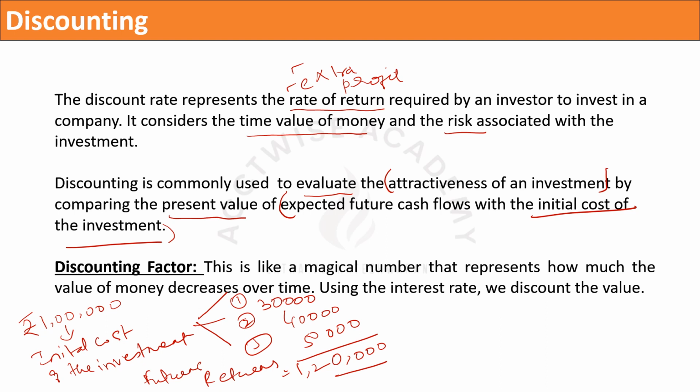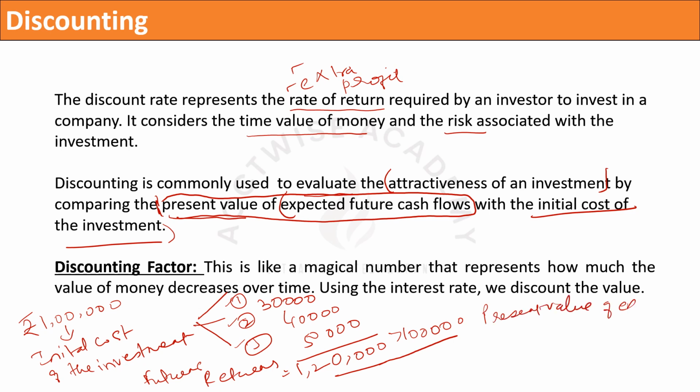On the face of it, the future returns are greater than 1 lakh, so it looks good to go ahead with the project. But is it the correct way to go? No. We know that money loses its value over a period of time. So for that, we have to take the present value of the expected future cash flows. Here we have only future cash flows, but we need the present value.